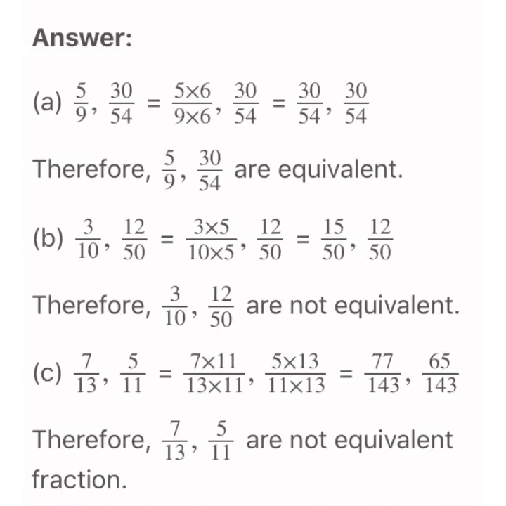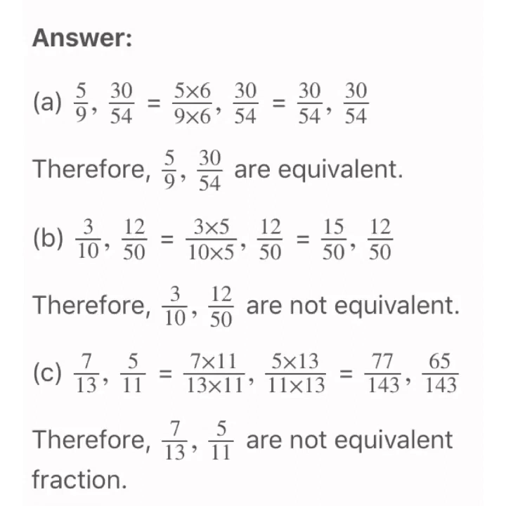Next is 3 by 10 and 12 by 50. Children, here we will divide the denominator 50 by denominator 10 and we will get 5 as the quotient. Now we will multiply both the numerator and denominator with 5. So 3 multiplied by 5 is 15, not 12, and 10 multiplied by 5 is 50. So children, here 3 by 10 and 12 by 50 are not equivalent.